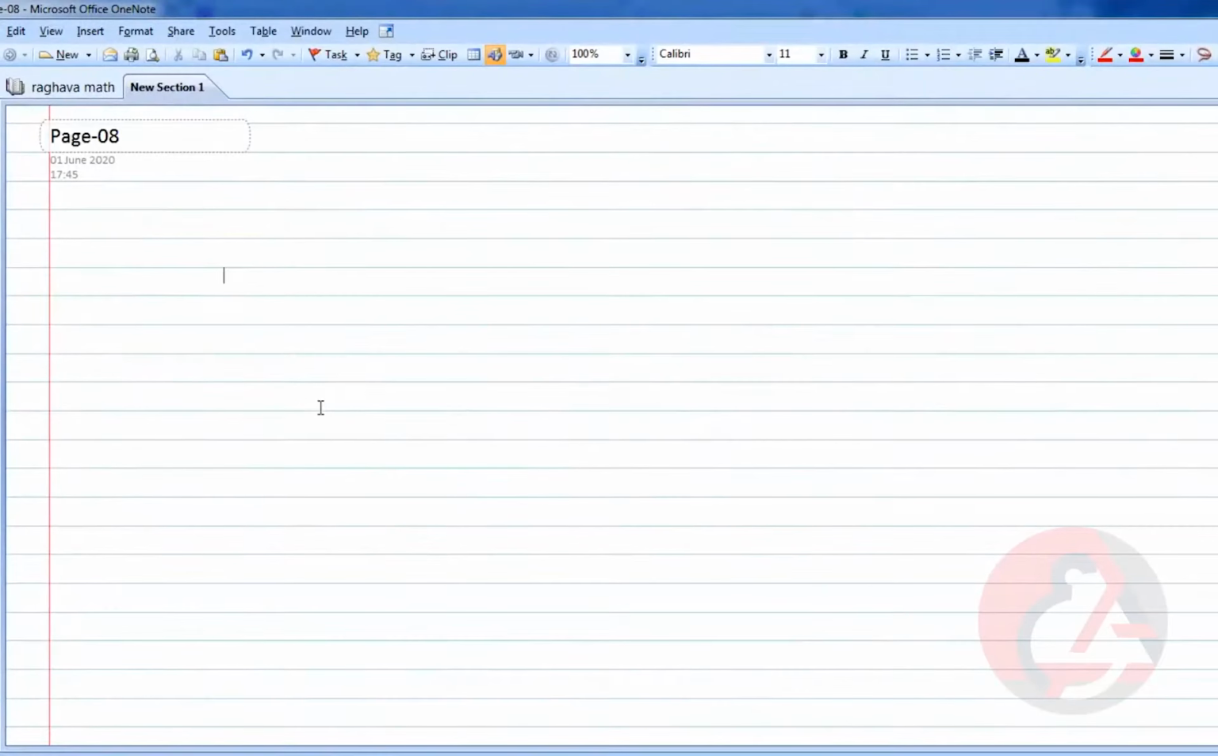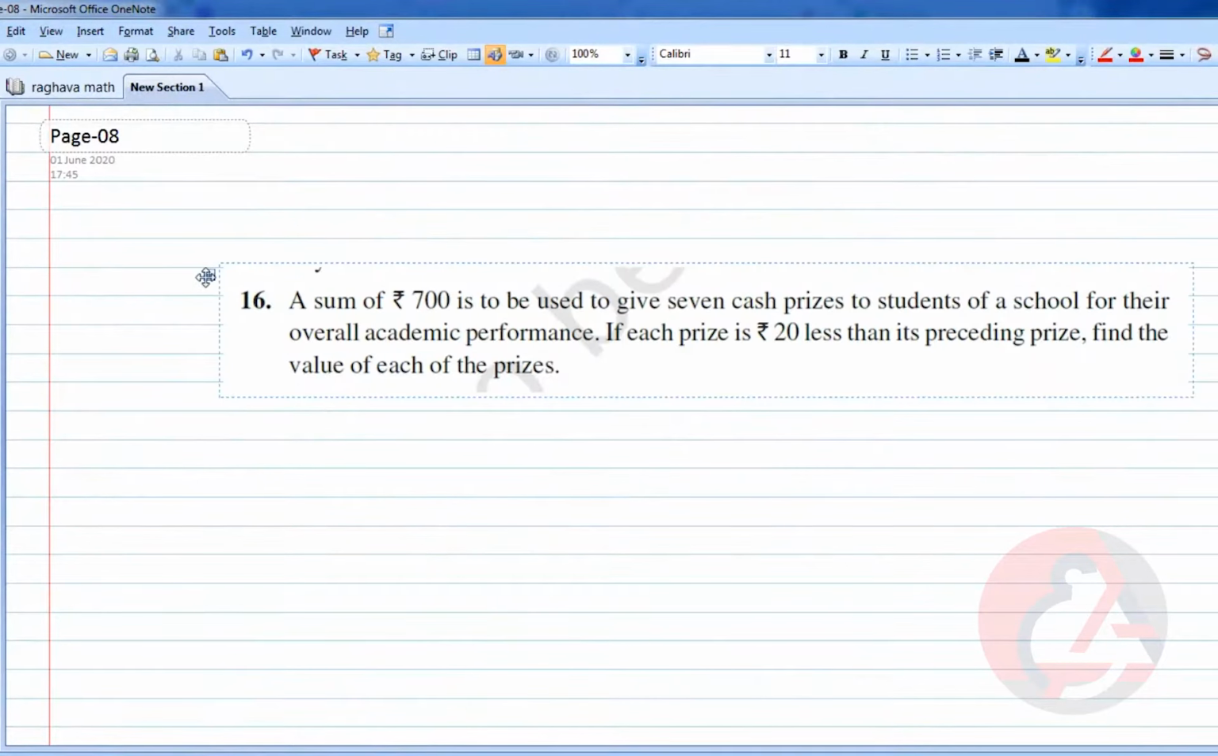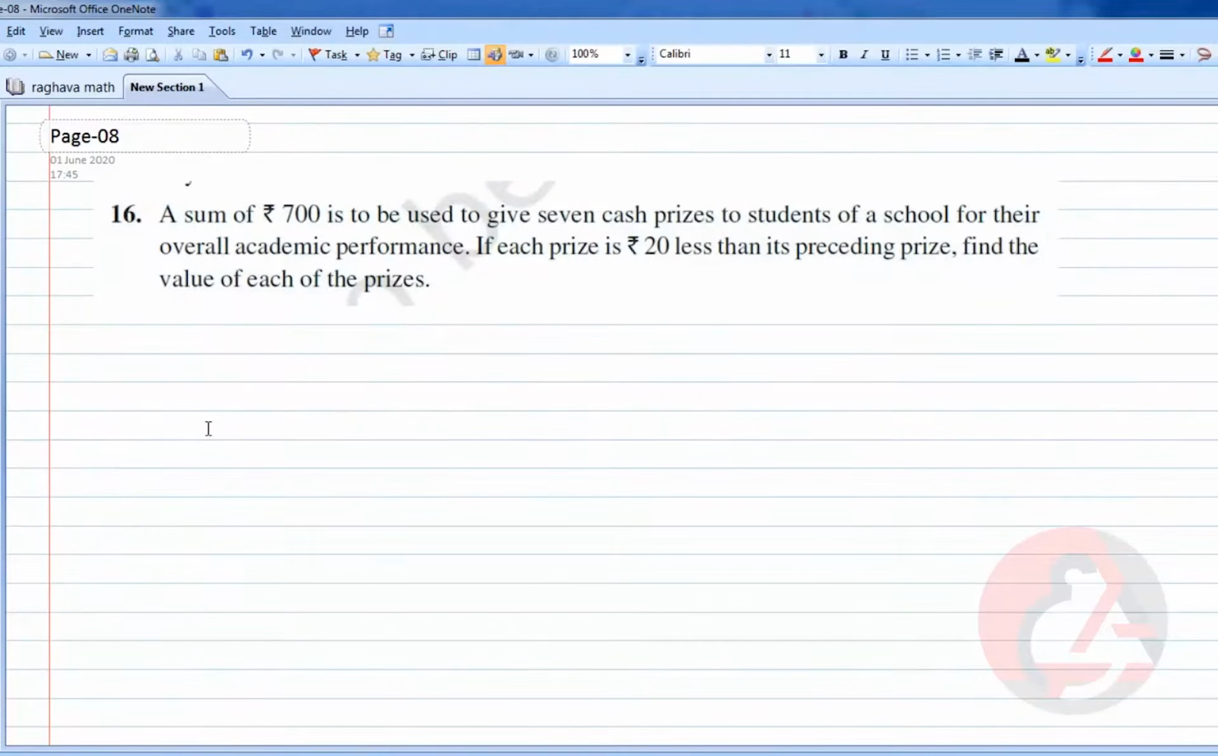Try to solve this question. A sum of 700 rupees is to be used to give 7 cash prizes to the students of a school. So the school has 700 rupees to distribute as cash prizes for their overall academic performance. Each prize is 20 rupees less than its preceding prize. So the second prize should be 20 rupees lesser than the first prize, and the third prize should be 20 rupees less than the second prize.